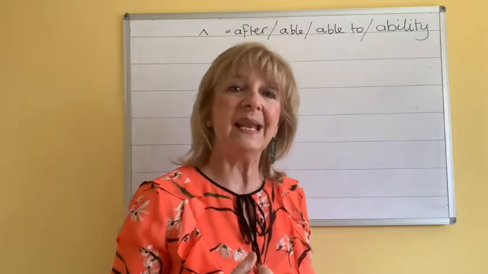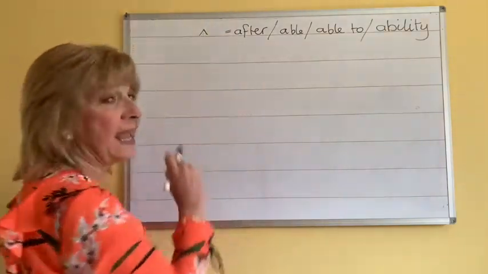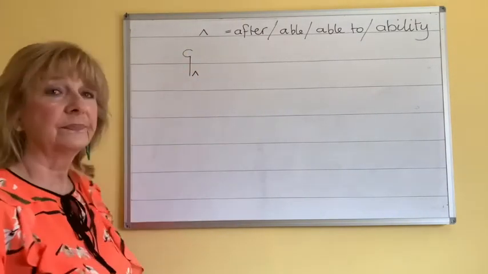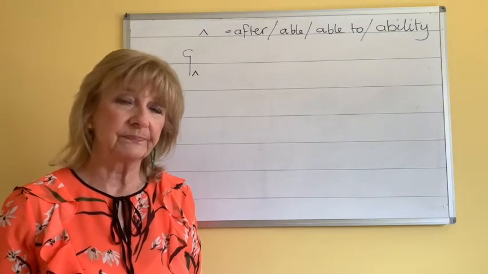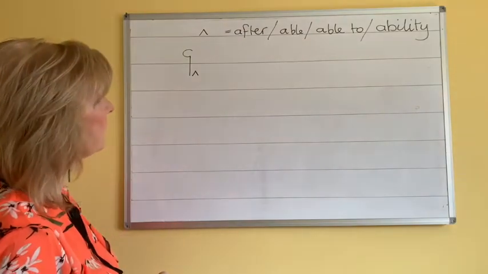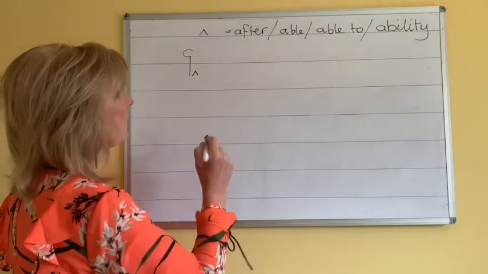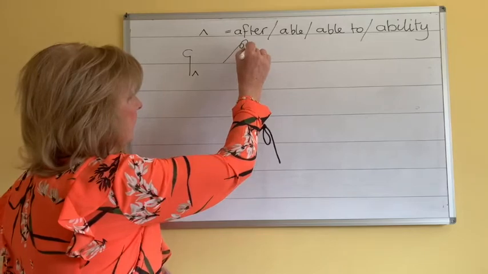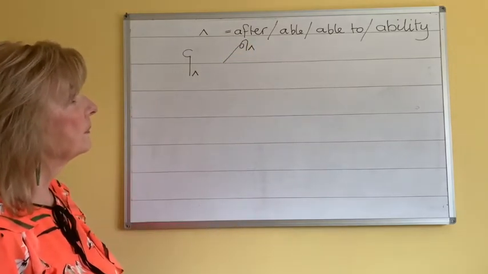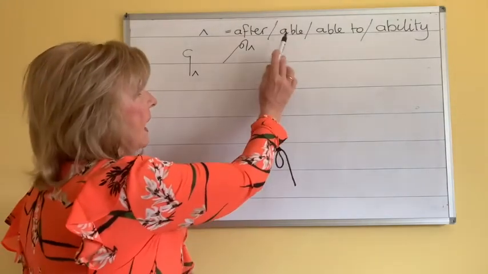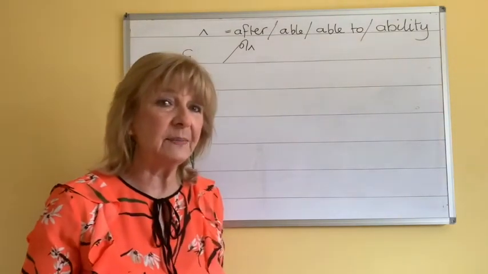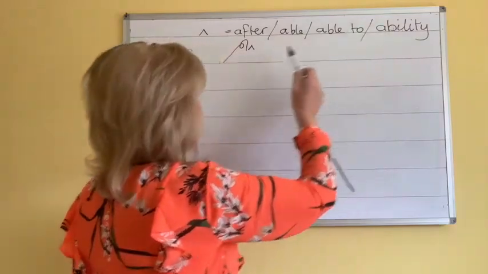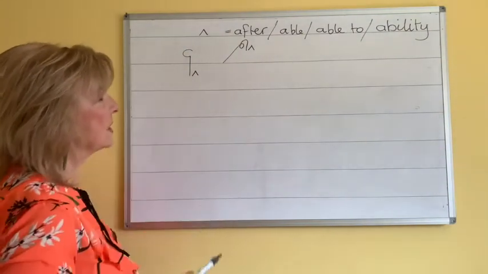So when a word ends in ability, we write that disjoint A at the end of the outline. So this would say capability. This would say reasonable, because there's no such word as reasonability, and so we're having to appreciate that that says able and it also says ability. So there's capable and there's reasonable.